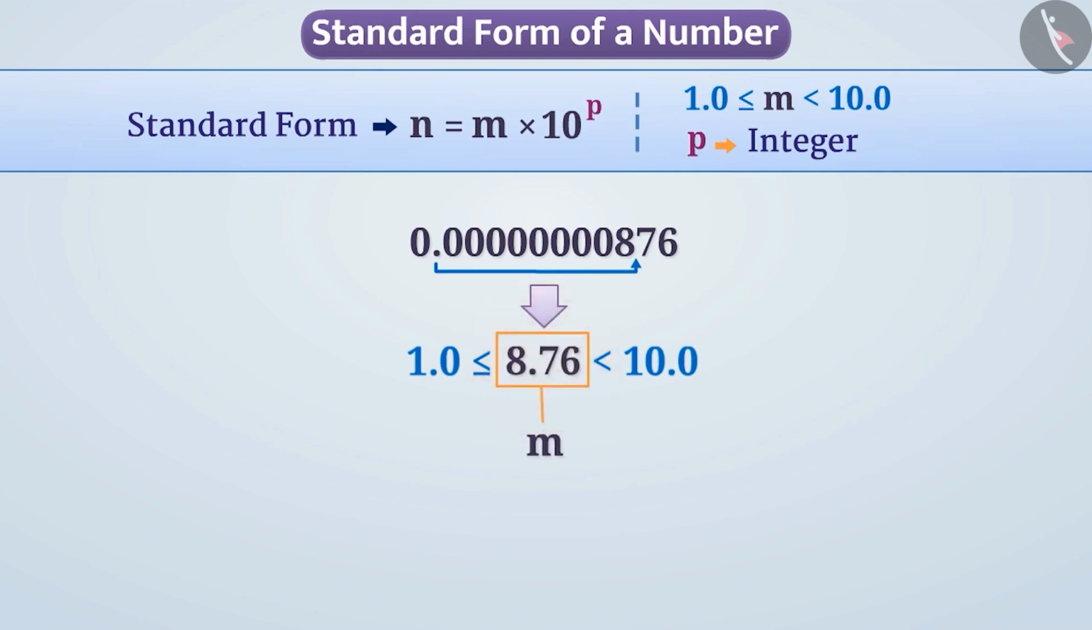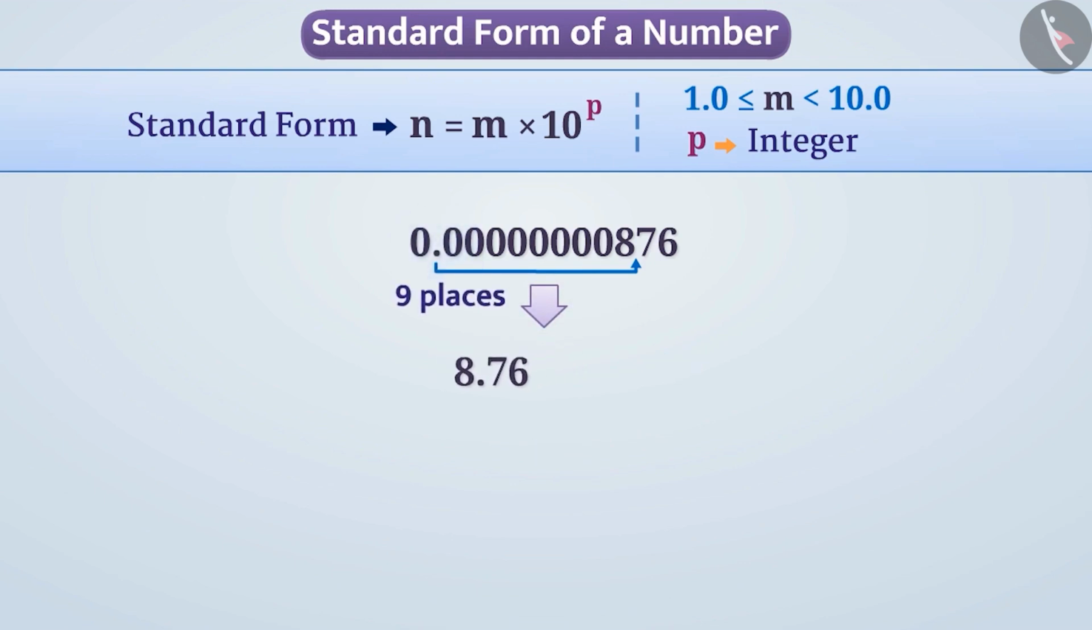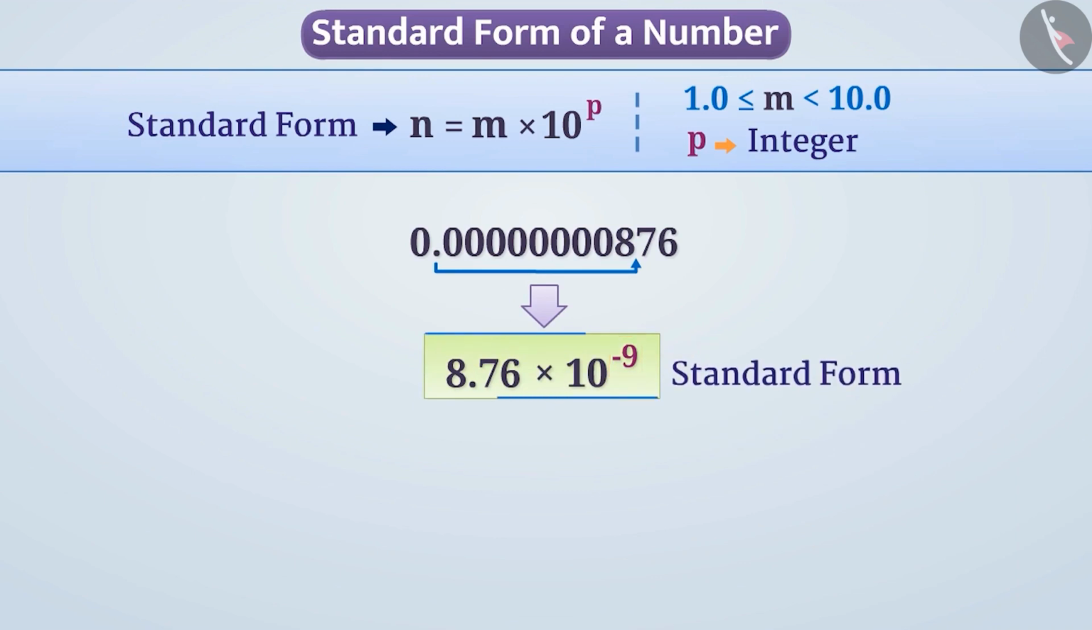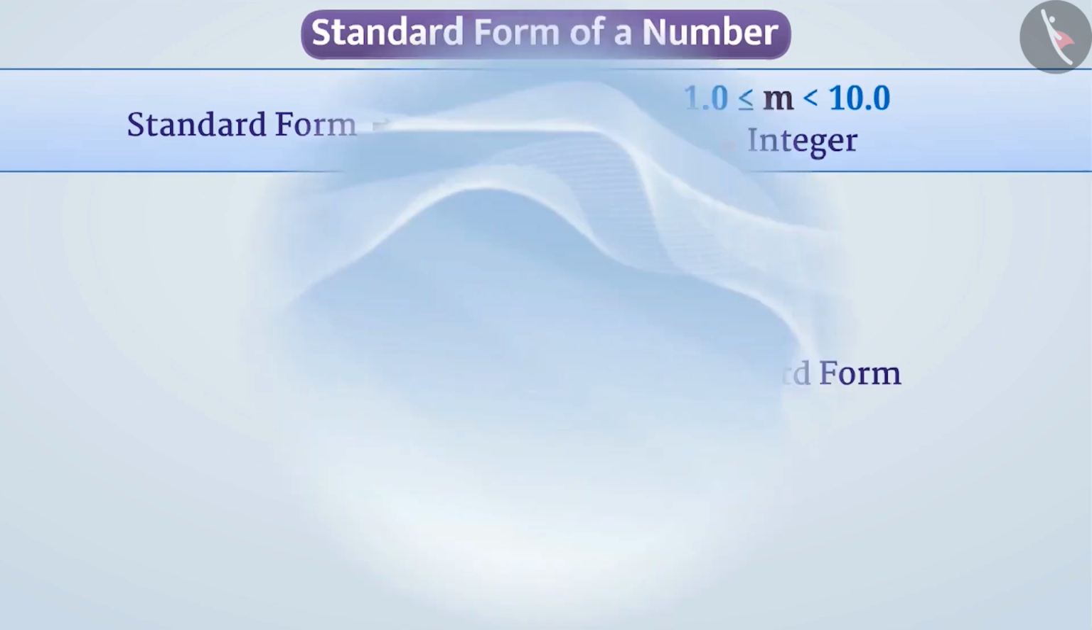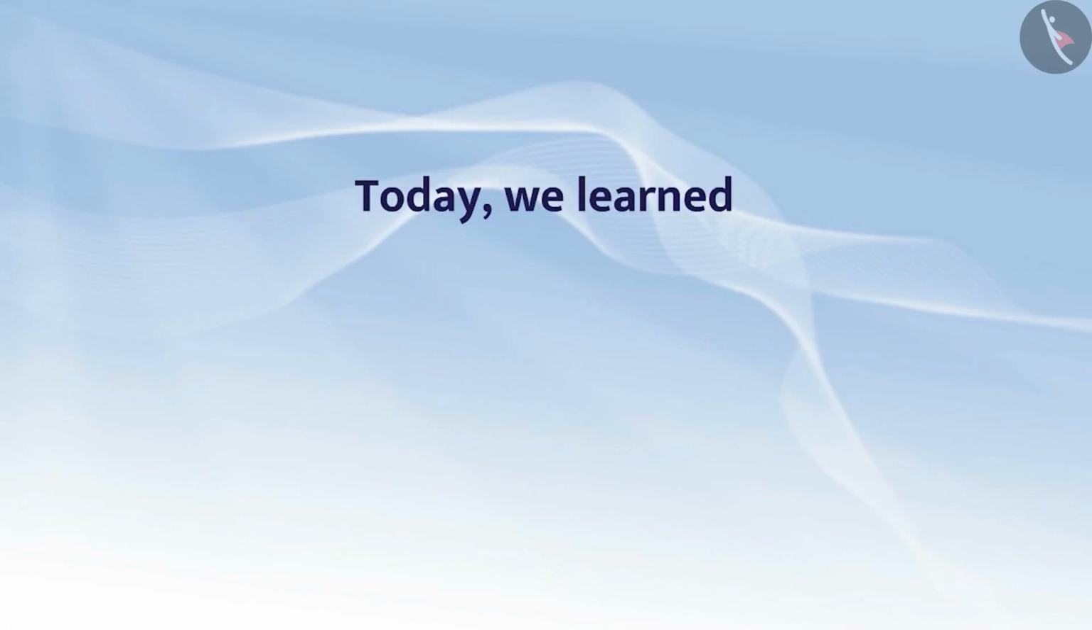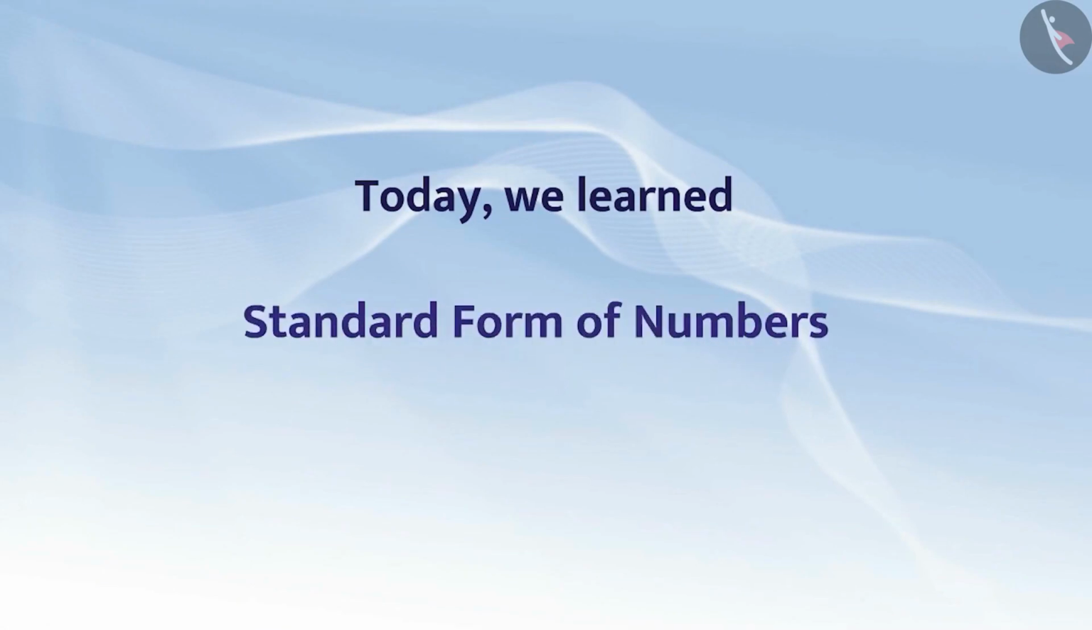Since we have moved the decimal point 9 places towards the right, we will multiply this number by 10 to the power of minus 9, so that there is no change in the value of the number. In this way, the value of p here is minus 9. This gives us the standard form of this number as 8.76 into 10 to the power of minus 9. Today, we learned the standard form of a number. In the next video, we will see some interesting examples related to this.